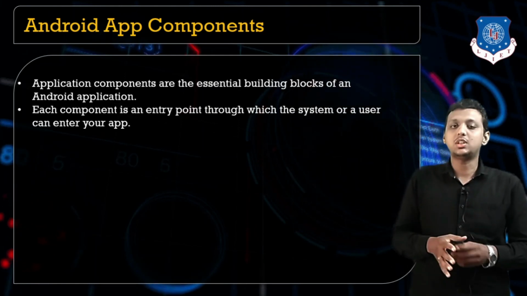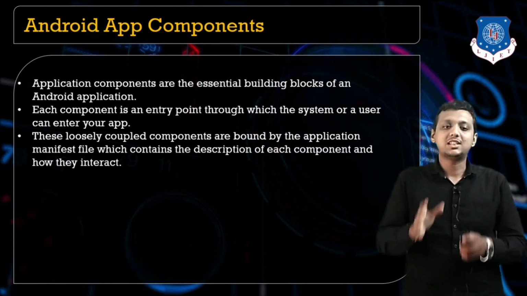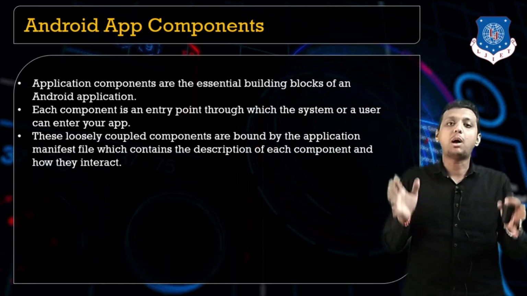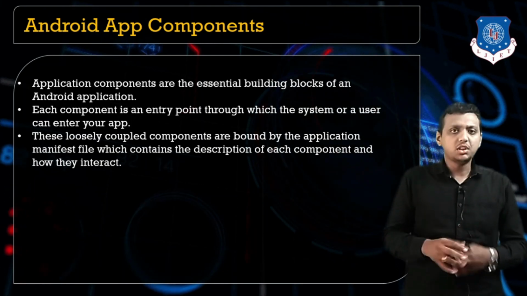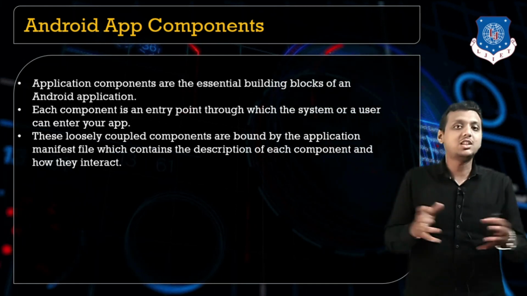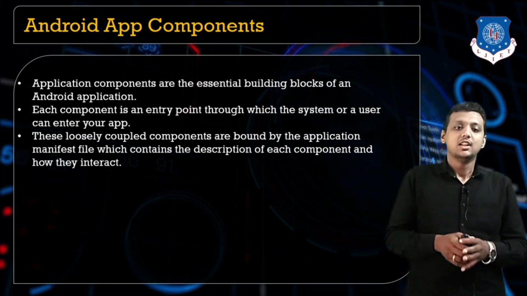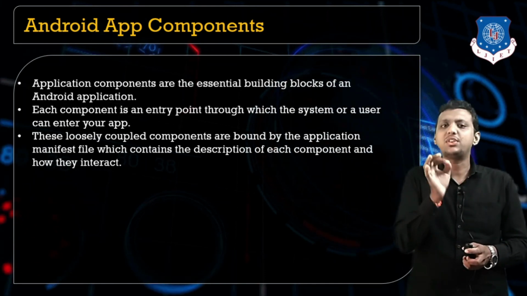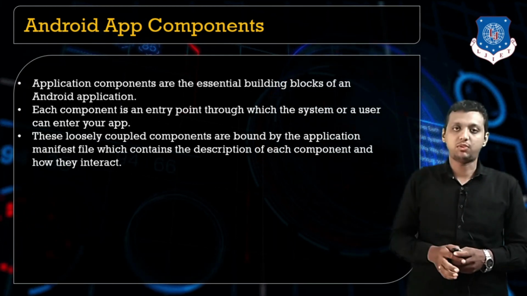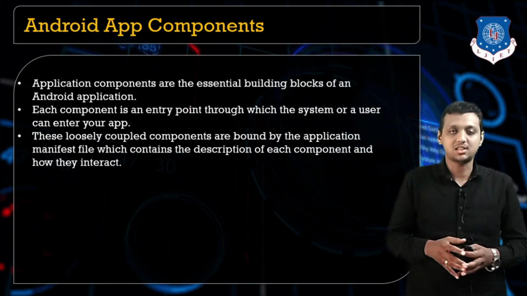For this, we are going to understand the Android components thoroughly. They are loosely coupled components that are bound by the application manifest file. That means most of the components are bound into the Android manifest file. The question may arise in your mind: what do we mean by the manifest file? How does it look? Do not worry, we'll talk about the manifest file later. But the description of each and every component and how they interact is written in this manifest file. It contains the description of all components and how they interact with the system.